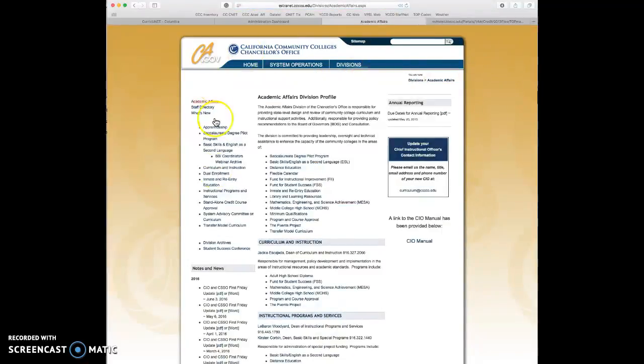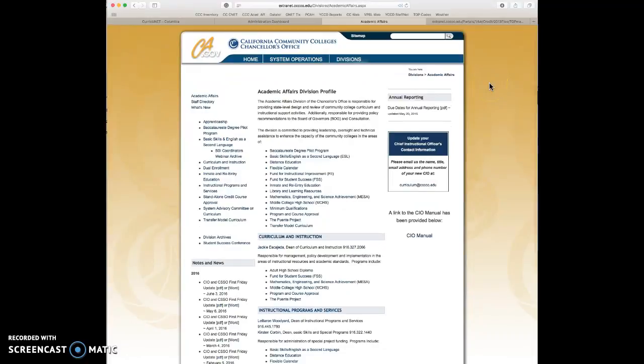And this brings us to the academic affairs division. And within this division, there are a number of sub-functions and a number of different things that the division is overseeing. But by and large, a large function of the academic affairs division of the California Community College's Chancellor's Office is to oversee the approval of courses and programs at the colleges. So what we do is we go to the program and course approval page.